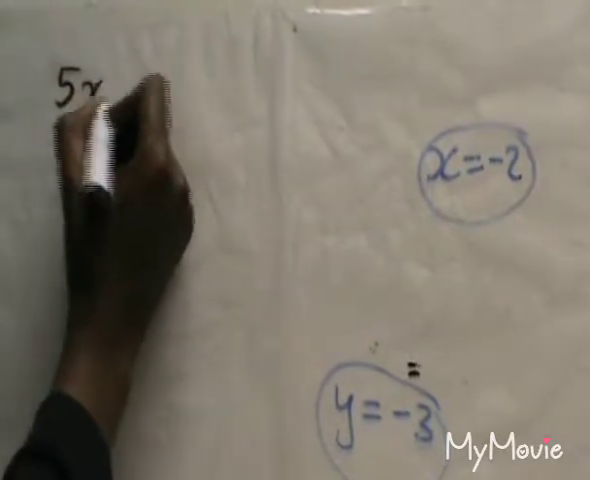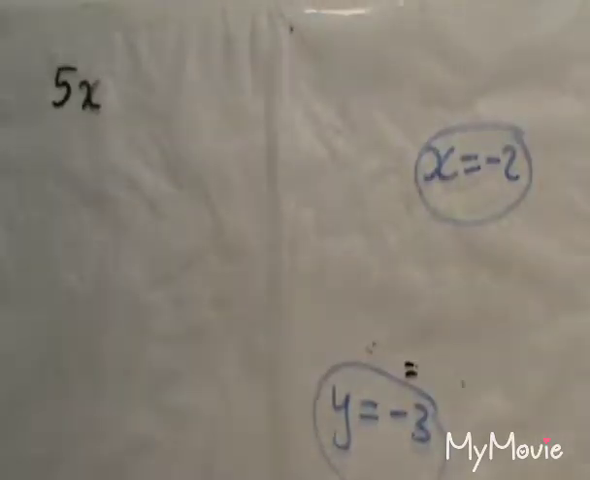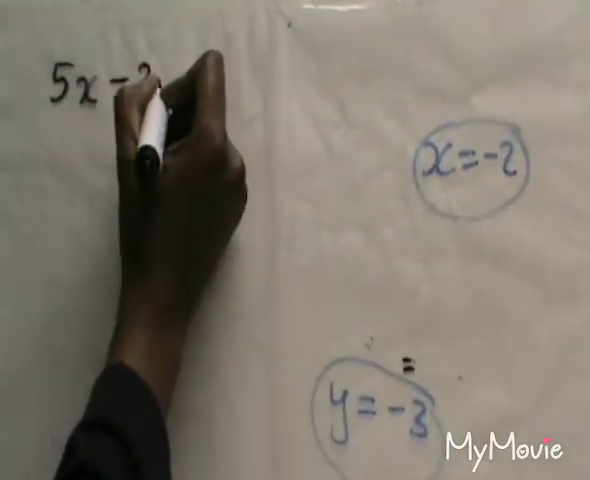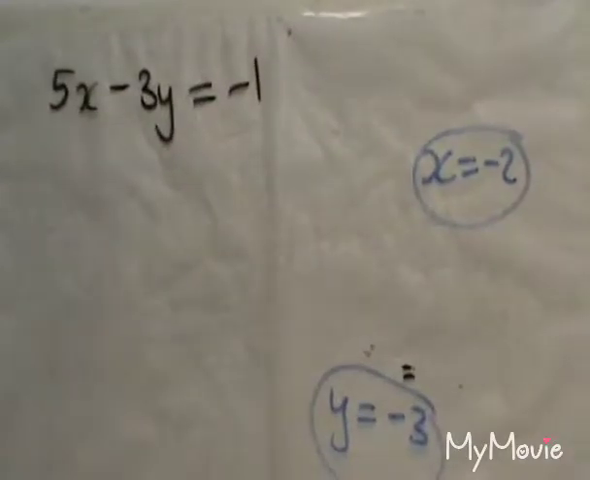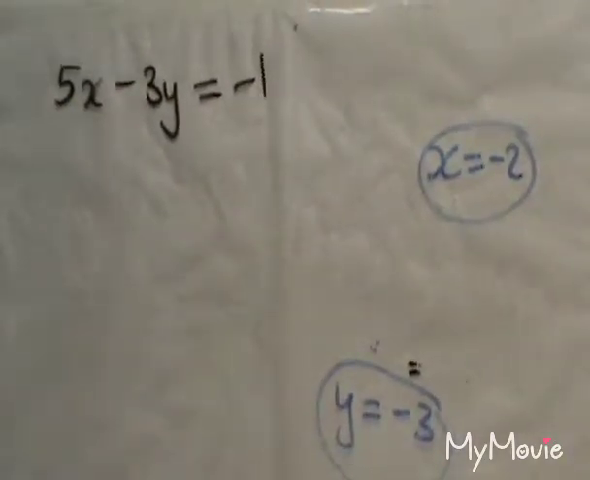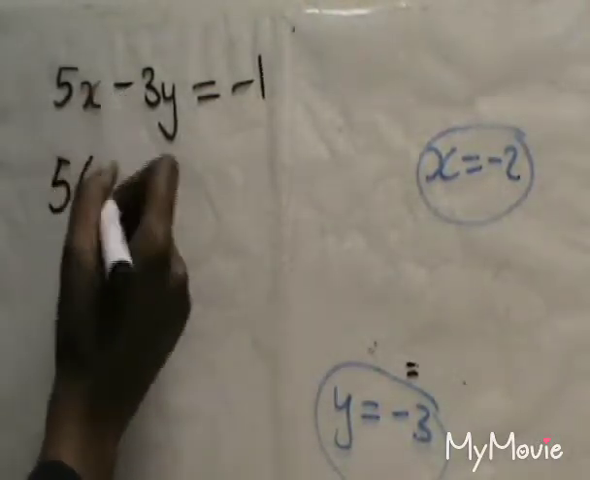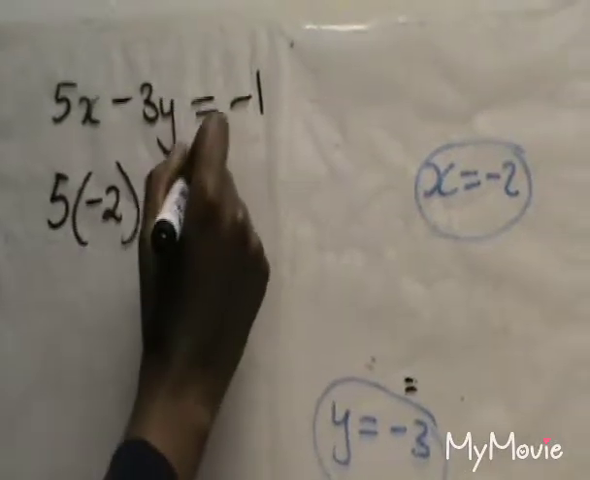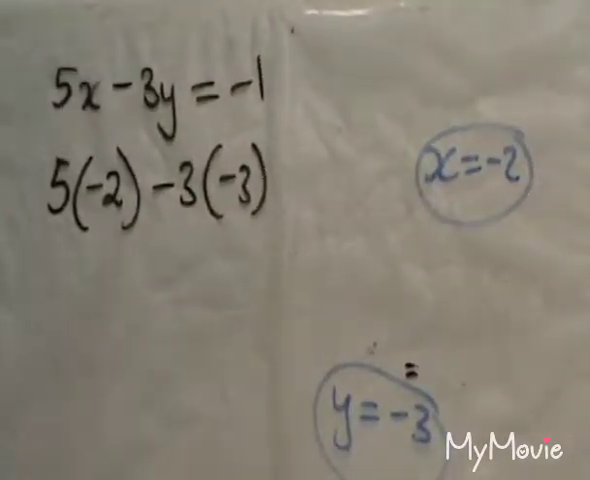But we don't need to just stop there. We should test them in both equations. The second equation said 5x minus, rather, not plus, 5x minus 3y is equal to minus 1. So when we substitute x and y there, our answer should be equal to minus 1. So let's go ahead and try it. So it's 5 times minus 2 minus 3 times minus 3, and then our answer should be equal to minus 1.